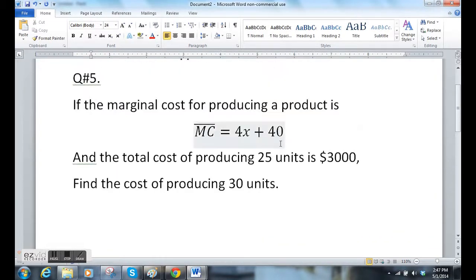Again, let's look at the problem. If the marginal cost for producing a product is this, and the total cost of producing 25 units is 3,000, find the cost for producing 30 units. You can go back and review this and see what I did, but those are the sorts of problems you should be able to do from this section. Go get 'em!